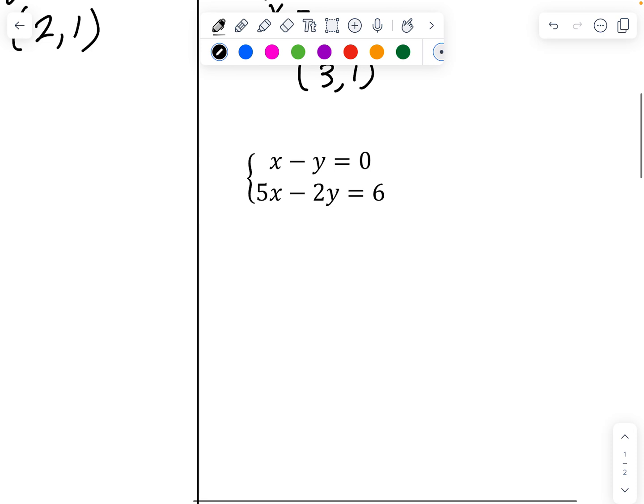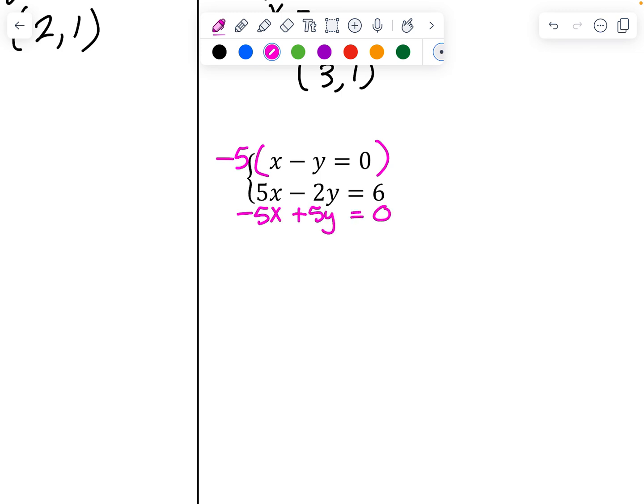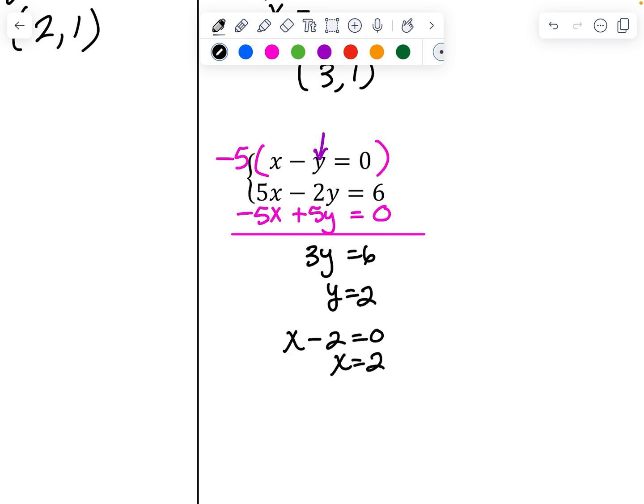And last but not least, how about if I multiply by negative 5? If I multiply by negative 5, I'm going to get negative 5x plus 5y is equal to 0. If I combine these two, I get 3y is equal to 6. Y is equal to 2. If I know what y is, I can substitute the value of y in. So x minus 2 equals 0. So x is 2. So my answer is 2, 2.